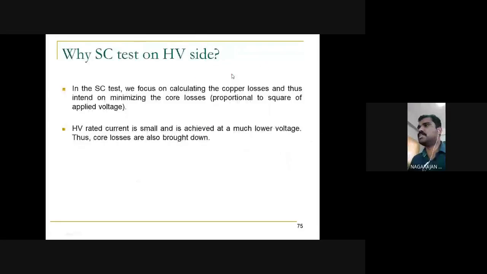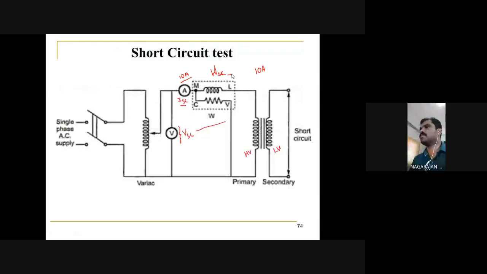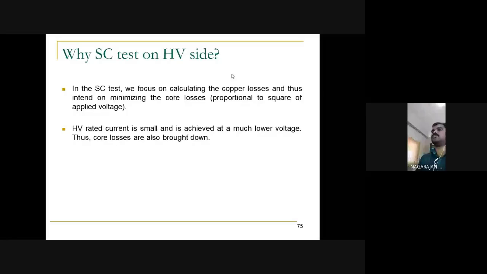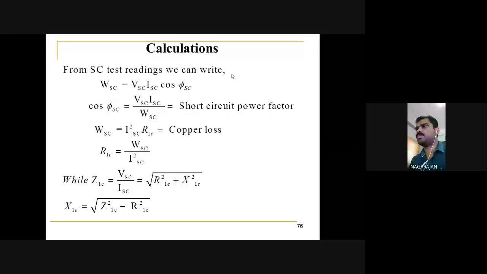So I'll get all these three details. These details are put here in this equation. From this equation, we are finding out the data which are R1E, Z1E, and X1E. So the equivalent circuit of the total transformer is found. Okay, I'll explain how to find out all these parameters one by one.